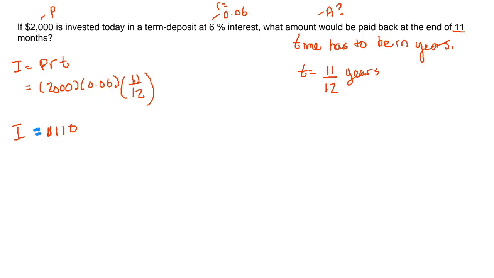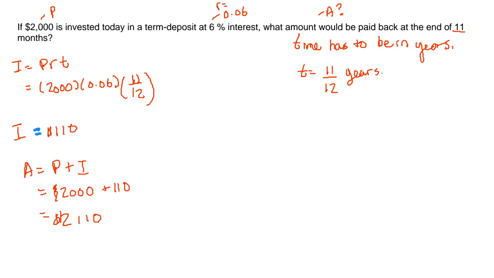But it's asking for the amount to pay back. So remember, our amount is principal plus interest. The principal was 2,000. I don't really need this bracket here, but that's okay. 2,000 plus 110. So the amount that I pay back is $2,110 at the end of 11 months.